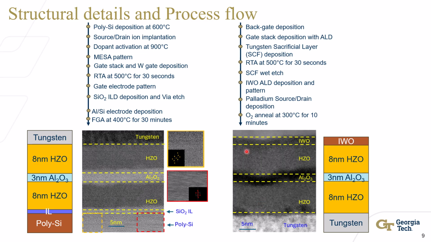So for the AOS channel, we can have IWO, IGZO, IGO, etc. But we use tungsten as a dopant because tungsten is typically known to have a higher bond dissociation energy, which can improve the bias stability. And hence we chose IWO as the channel material for the AOS channel FeFETs.